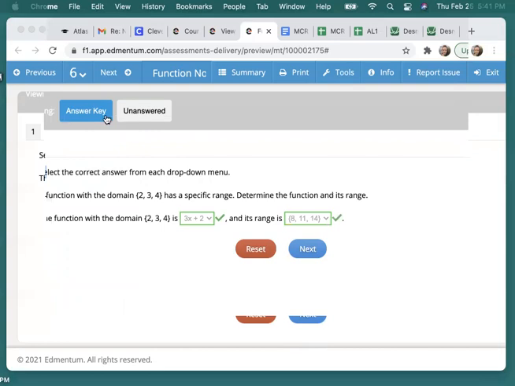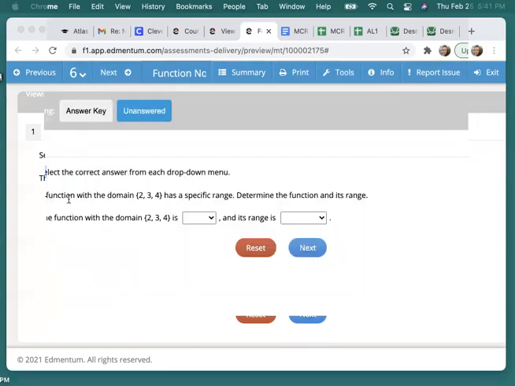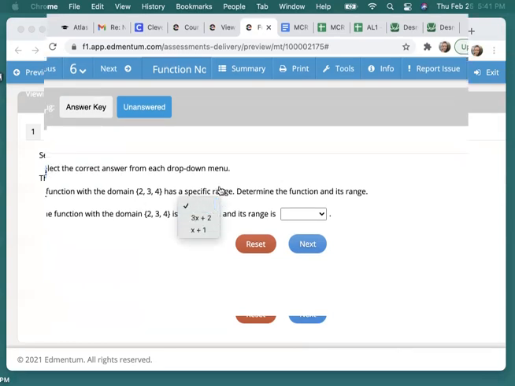Okay, this one is different. All right, a function with the domain 2, 3, 4 has a specific range. So we're looking at the x values between 2, 3, and 4. Determine the function and its range. A function with the domain 2, 3, 4 is which one of these?